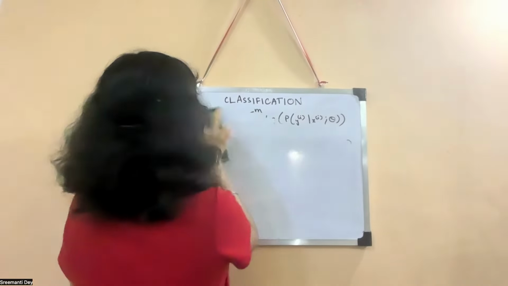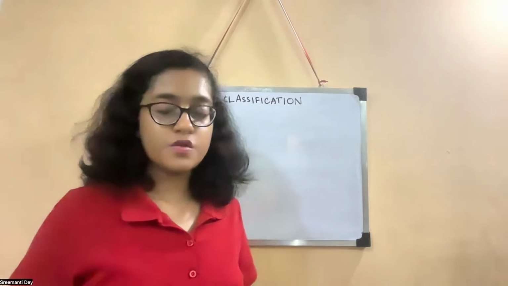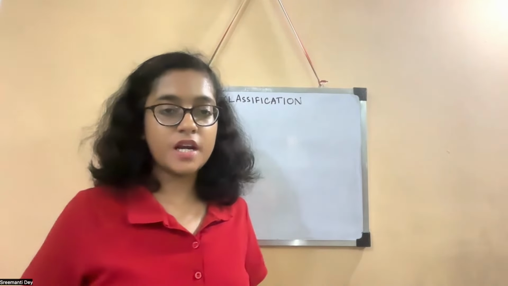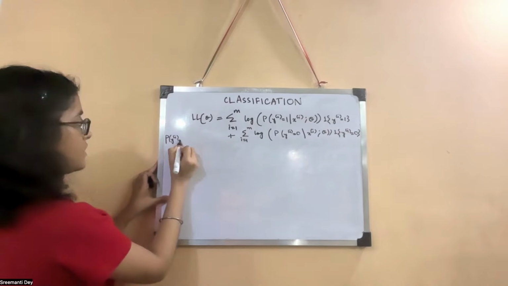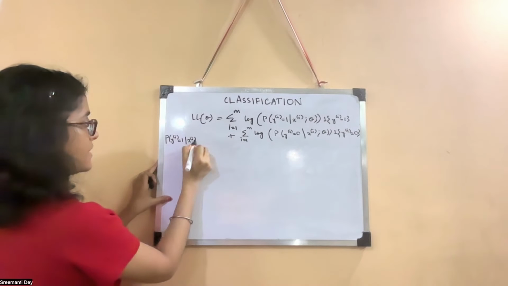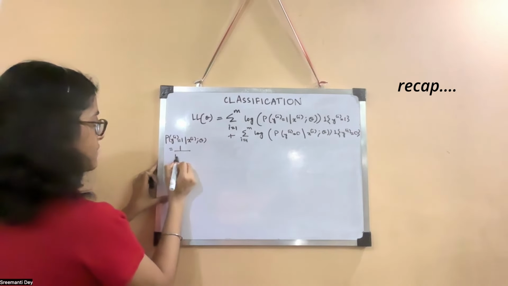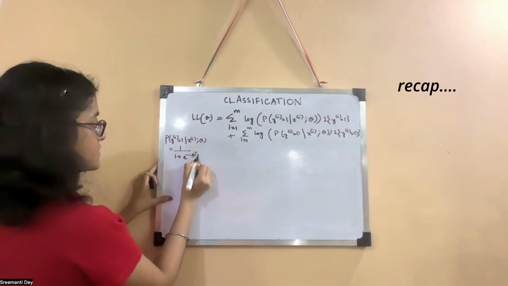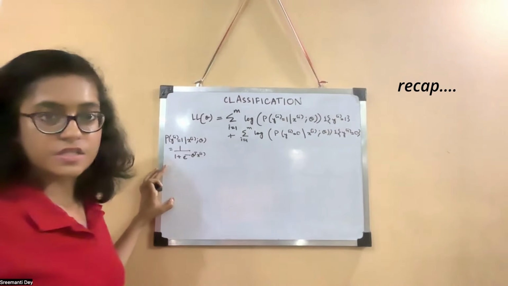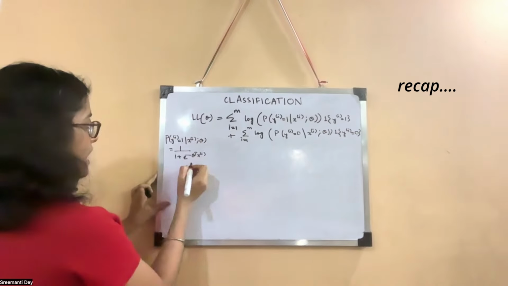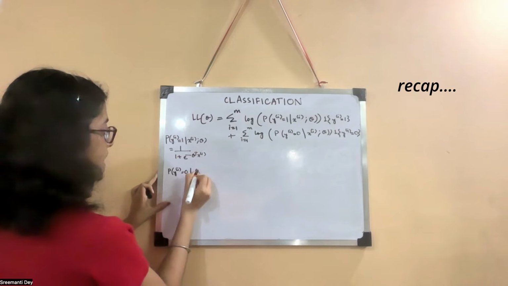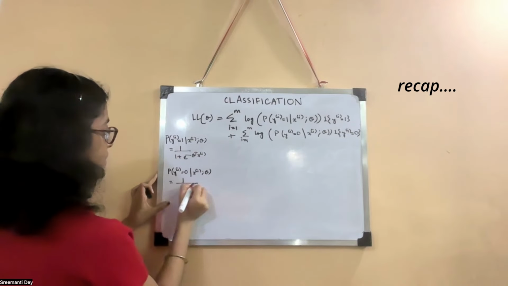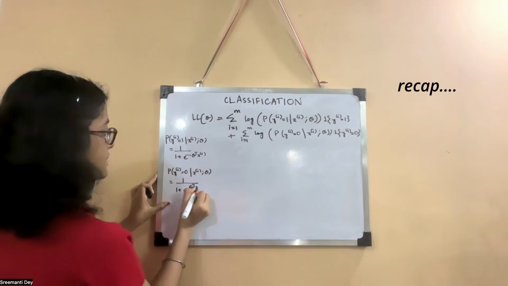Let me just clean this up. Okay, so now what we're going to do is do the substitution and then differentiate that and equate it to 0, right? Now we know this one. Probability of yi equal to 1 given xi parameterized by theta is 1 by 1 plus e to the power minus theta transpose xi. I just now wrote it. And the other one is probability of yi equals 0 given xi parameterized by theta is 1 by 1 plus e to the power theta transpose xi.